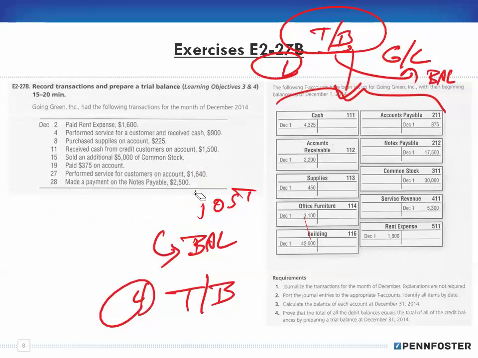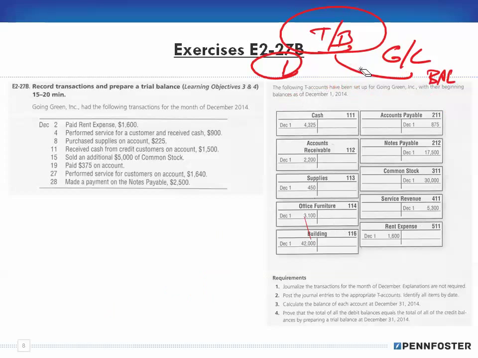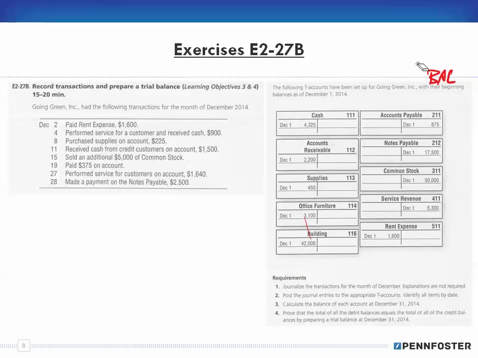So pay attention to what's going on in this particular exercise, because it will help you. Even though you're not going to do this graded project for another chapter, you're starting to get accustomed to what you need to do for this project. Okay, so it's already giving you the starting balances in your ledger accounts, and it says journalize the transactions.